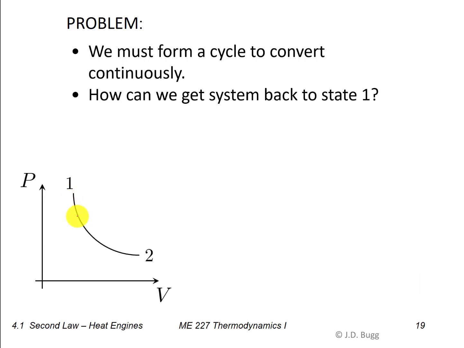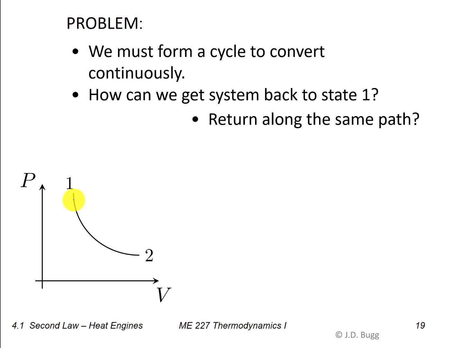So our original process is along a line of constant temperature. One option to get back to state 1 would be to just return along the same path. So go back along the same path. There we've been successful in getting back to point 1, so we've operated in a cycle.